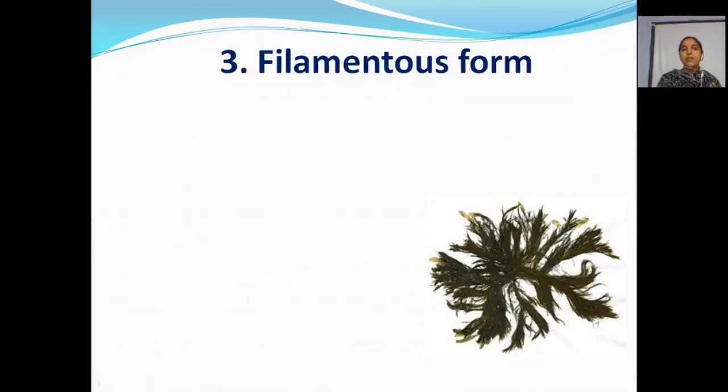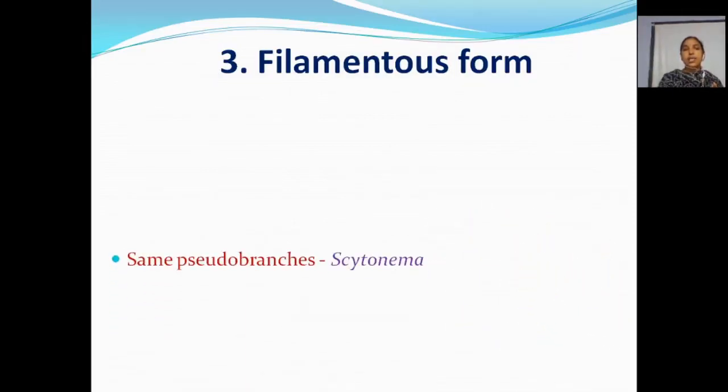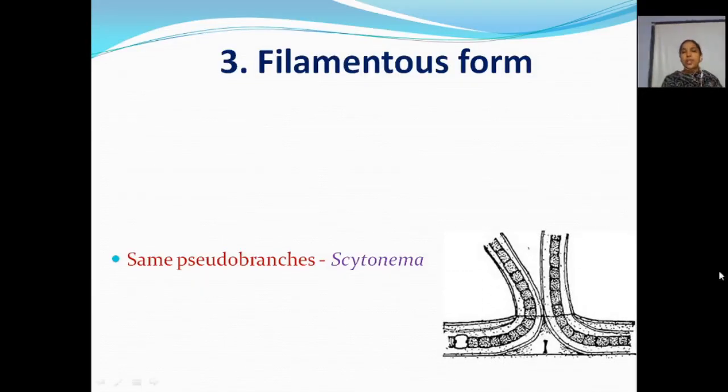Then another one is, for example you can see, pseudo branches, but you see branching is false branching. In Cladophora that is true branching, clear branching, but this is actually not a branch, but looks like a branch. Example Scytonema. See, due to some mucilage sheath, it can look like a branched condition. This is actually a false branch, Scytonema.